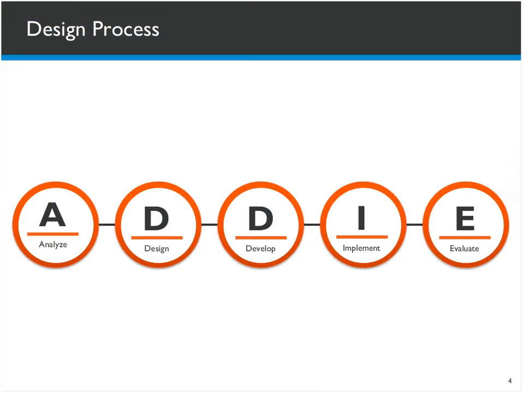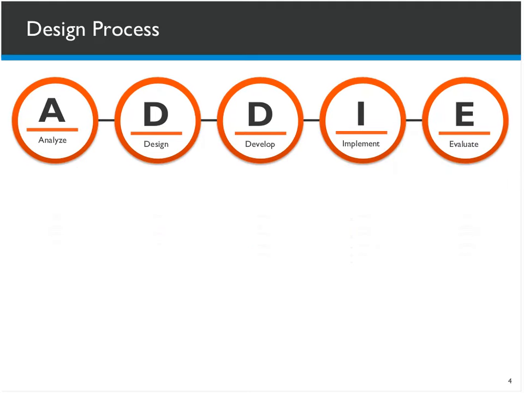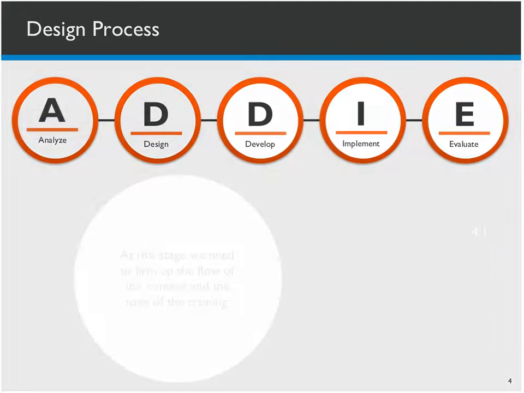When we think about the design process, we think about the ADDIE model. It's a model that a lot of different organizations use, and I've seen a lot of different models out there. Ultimately, it all comes down to the fact that we first need to analyze what we're going to create. We then need to come up with a design, develop something, implement it so that our learners have access to it, and then evaluate the work that we've done.